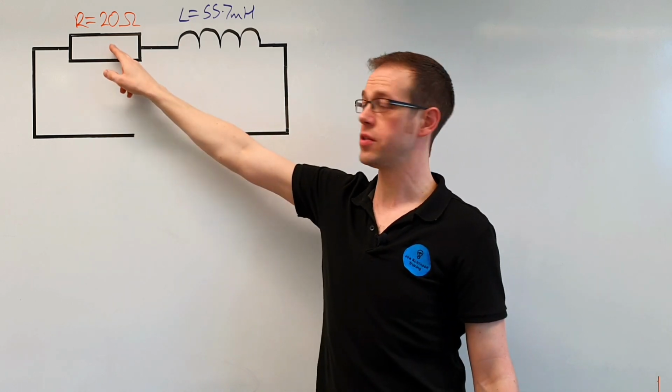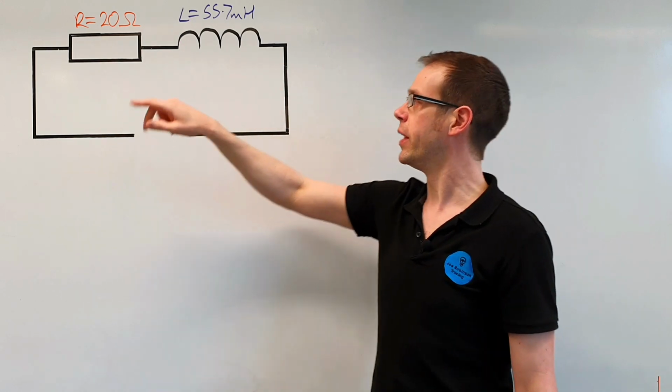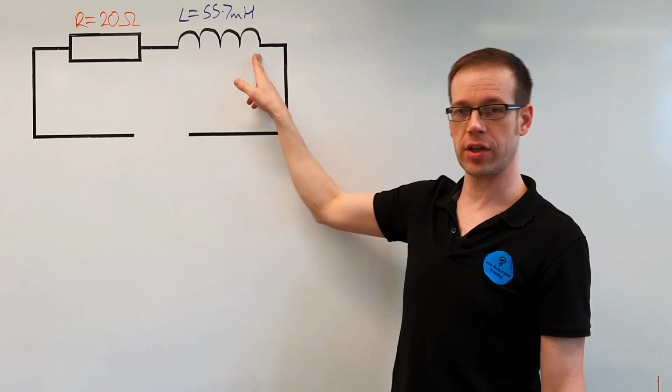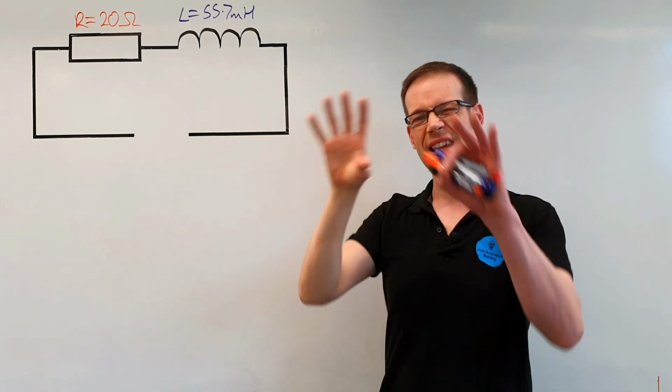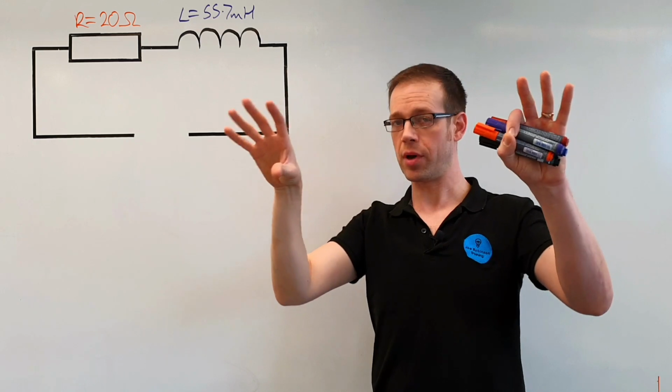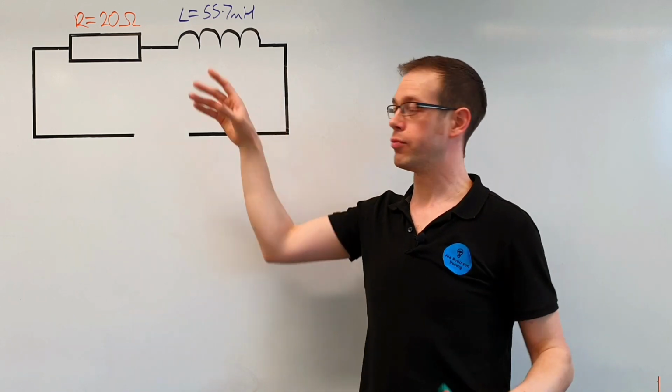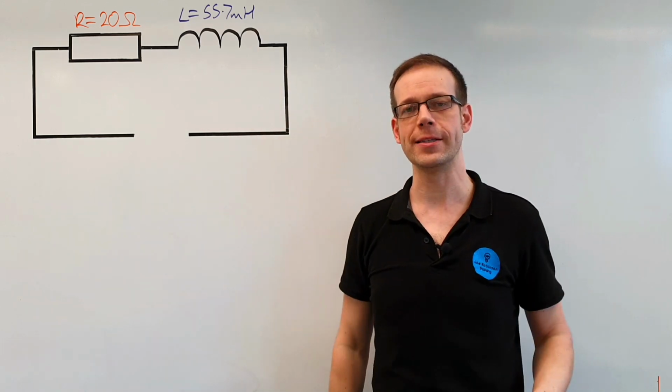We've got the resistance of the coil that makes up the winding, and then we've got the inductance of the coil. So we've got those two qualities separated out and shown as two separate components, but in reality, this represents just the coil by itself.